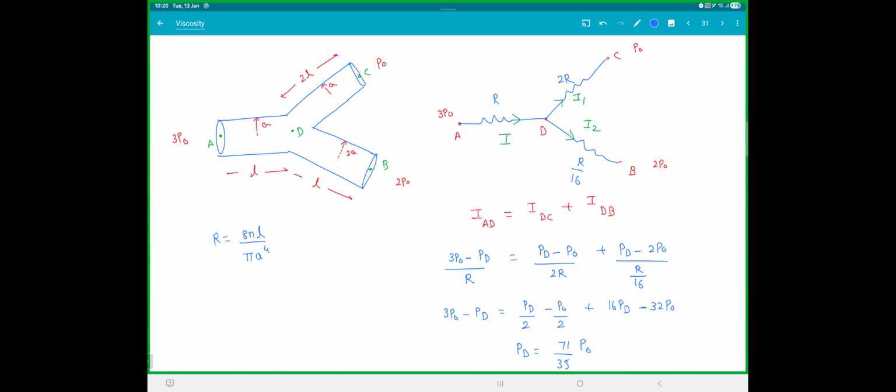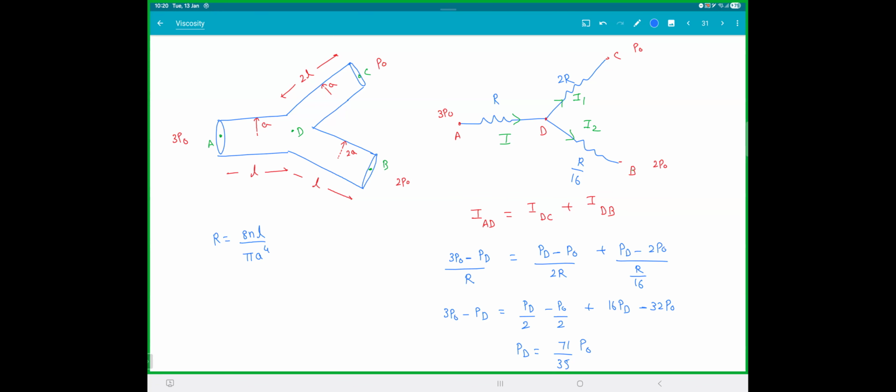Please check. Right, please check your calculations. Always be careful when you take the directions. Current flows from higher to lower. So if you say you're going from A to D, then A is higher than D. If you say you're going from D to C, then PD minus PC. Then PD minus PB. Please check.